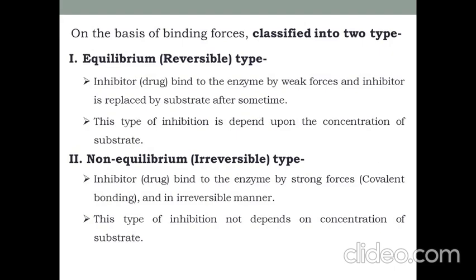Simply, you can understand it like this: whenever an inhibitor or drug binds to any enzyme, when it is bound by weak forces, it can be replaced by increasing the concentration of substrate, so the substrate can replace the inhibitor. But in case of non-equilibrium, there is a strong force between the enzyme and inhibitor, so it cannot be replaced, it is a permanent type of bonding. So non-equilibrium is known as irreversible type of inhibition.